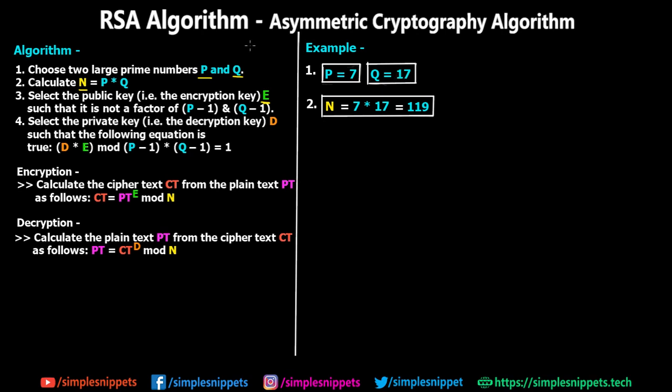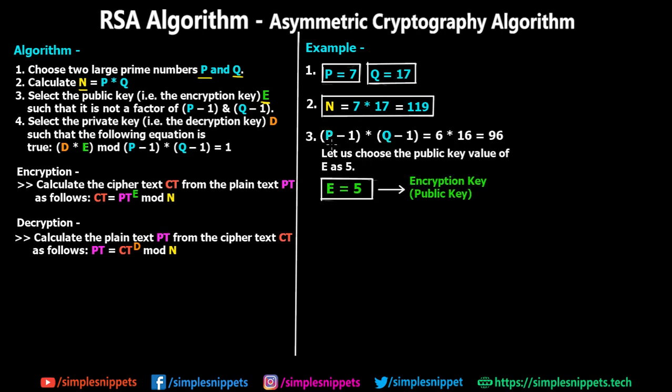So let's see that. This is step number 3, that is (p minus 1) * (q minus 1). It has to be multiplication over here. Okay, so let me just make that correction. So this represents multiplication. In step number 3 we are multiplying p minus 1 and q minus 1, and for us p is 7, q is 17, which is 6 into 16, which is 96.